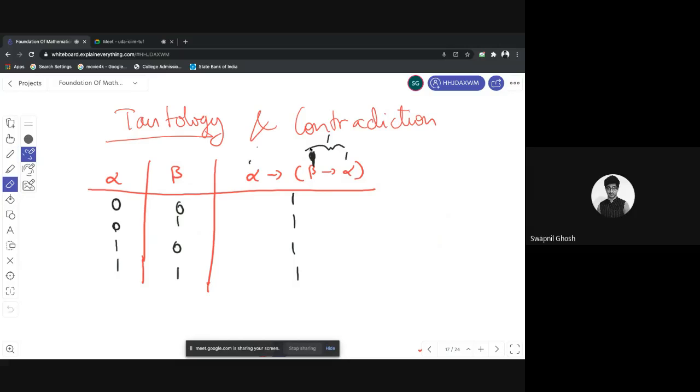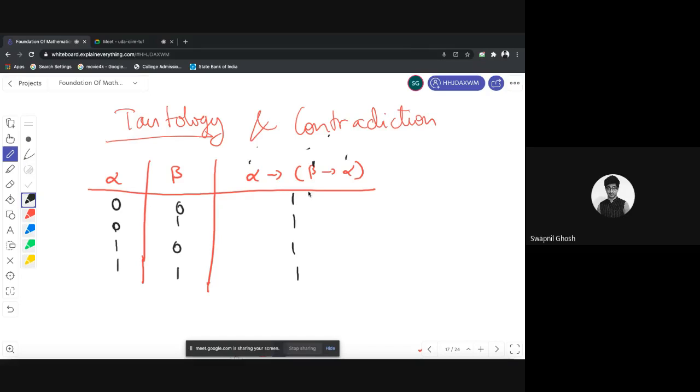So notice how once we give valuation to alpha and beta, we know the valuation of this. And in fact, note that this is a tautology. What do I mean by tautology? A tautology is a formula, a string of symbols, for which whatever valuation we give to the atomic formulas does not matter. It will always turn out to be true.